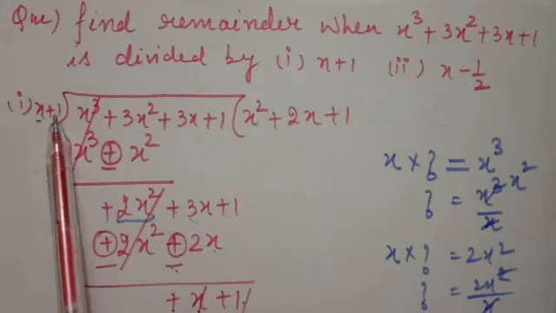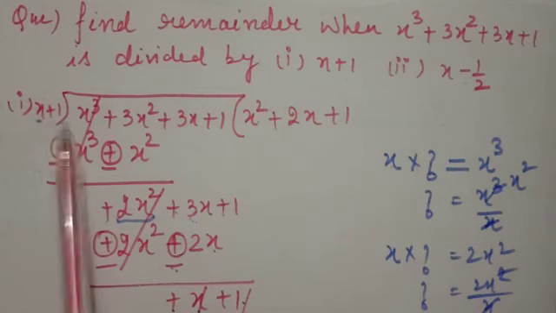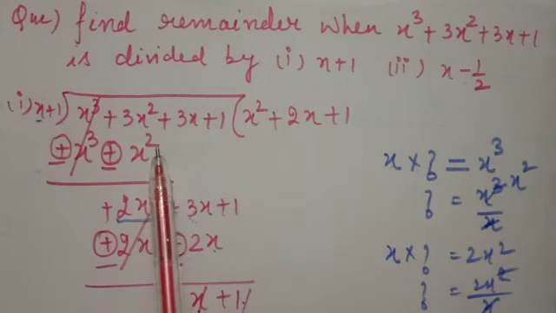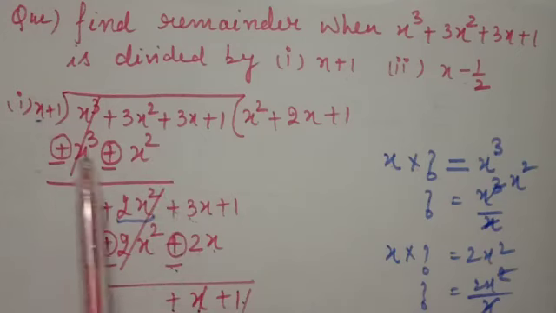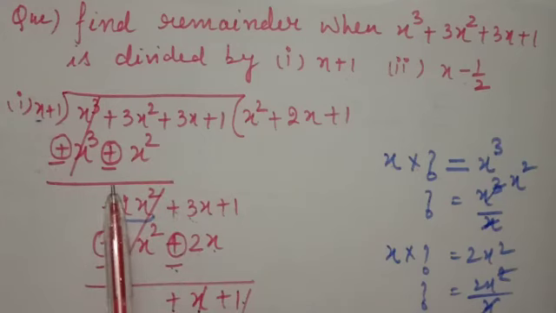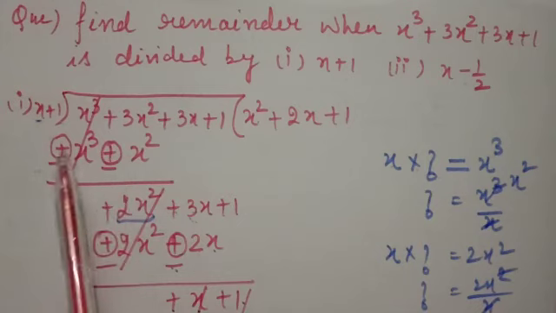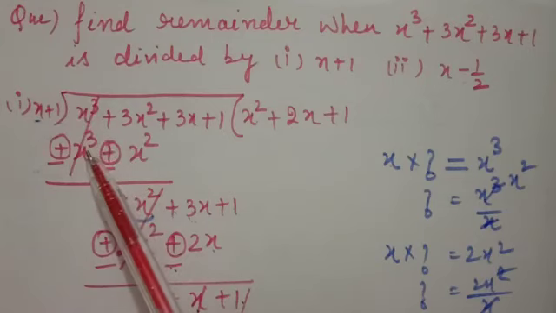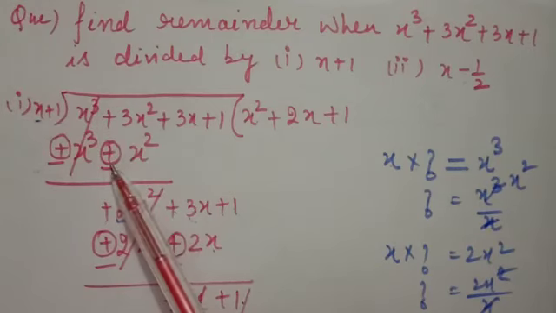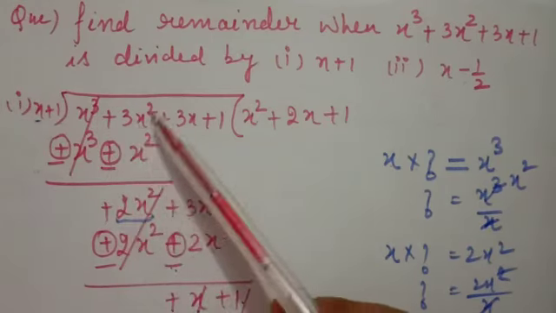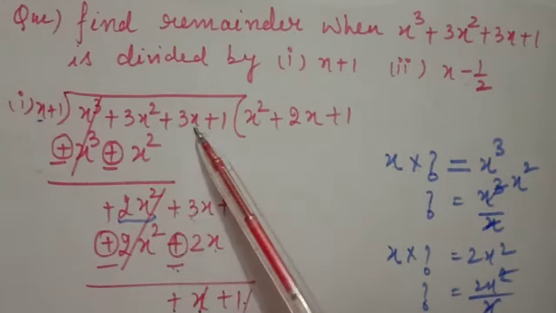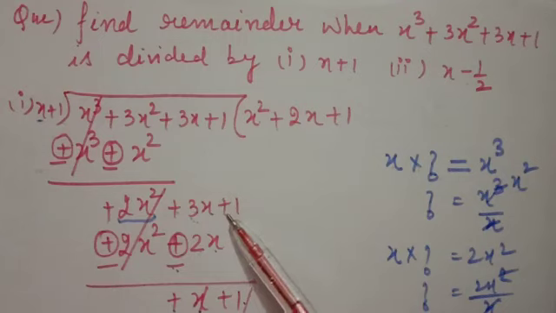We have to multiply the complete divisor. So plus 1 is also multiplied with x square, it gives x square. Next step is sign change. We will change the signs. Plus changes into minus and minus changes into plus. It will cancel because plus and minus. Plus minus minus, 3x square minus x square. It means 2x square. Now we will put here the remaining part of the question.